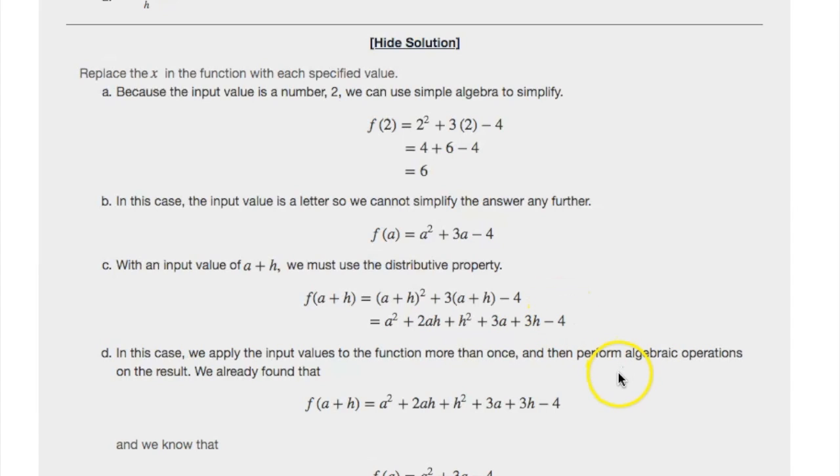And then if we would like, we can simplify this. We can multiply the a plus h by itself. We can square it, and that will give us a squared plus 2ah plus h squared. We can distribute the 3 into this parenthesis, and we get 3a plus 3h, and then the minus 4.